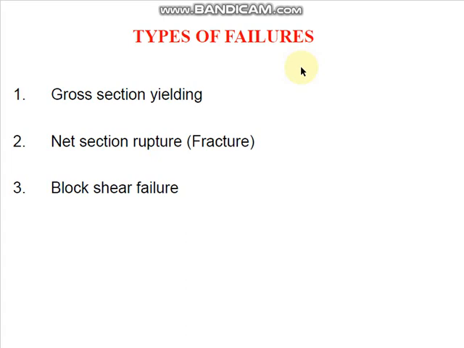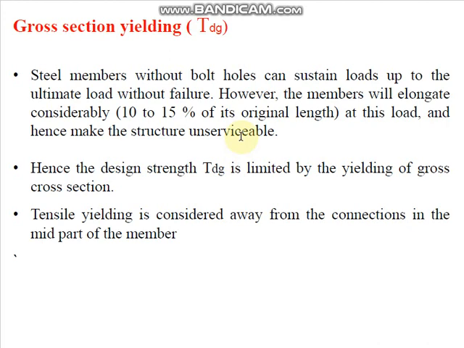A tension member may fail in any of the following modes: first one is gross section yielding, second one is net section rupture or fracture, and the third one is block shear failure. Therefore, the typical design problem is to select a member with sufficient cross-sectional area to take care of these things. First, let us take the first type of failure, cross-section yielding. It is denoted by Tdg.